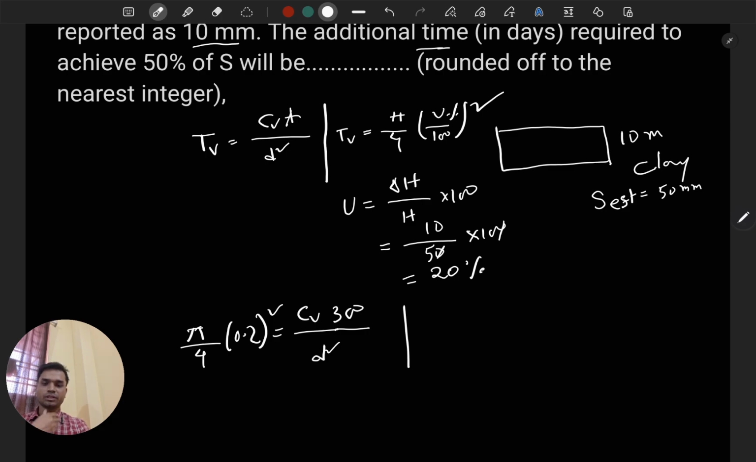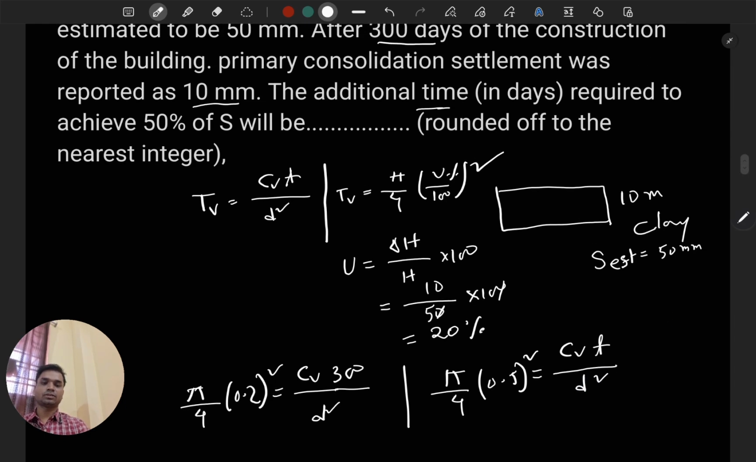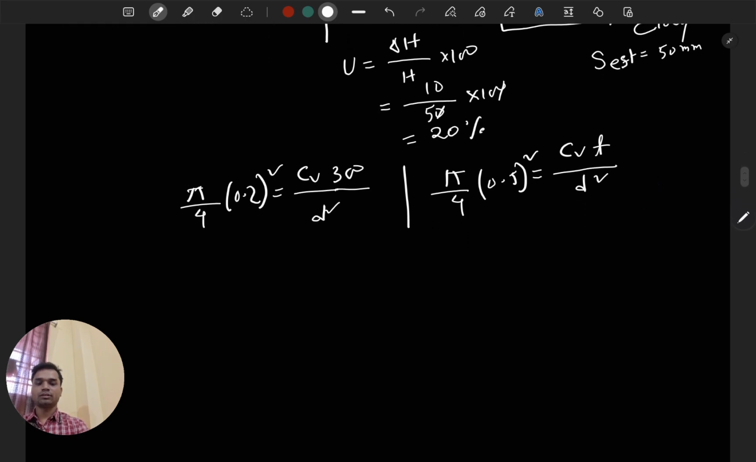In a similar way we can write for pi by 4, then looking for 50% achievement. Pi by 4 into 0.5 squared is equal to CVT by d square. What they asked is the additional time in days required to achieve 50% settlement. So for 50%, that's why we are using 0.5. Clear?